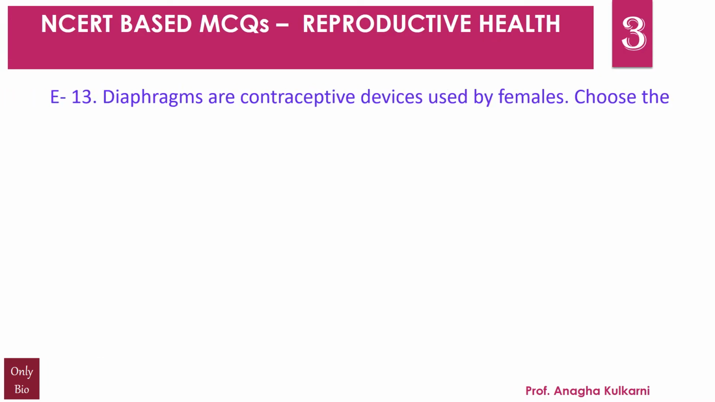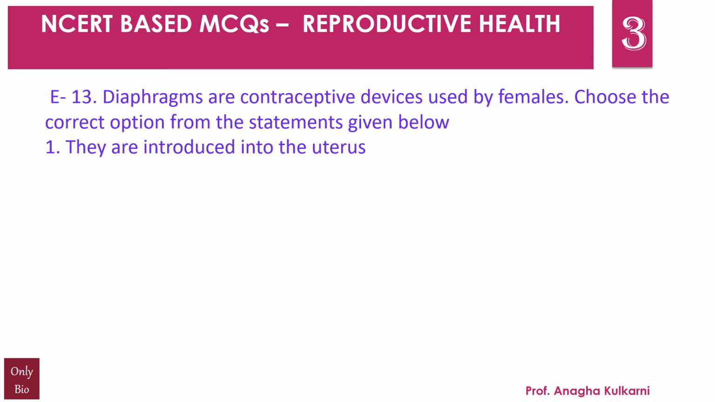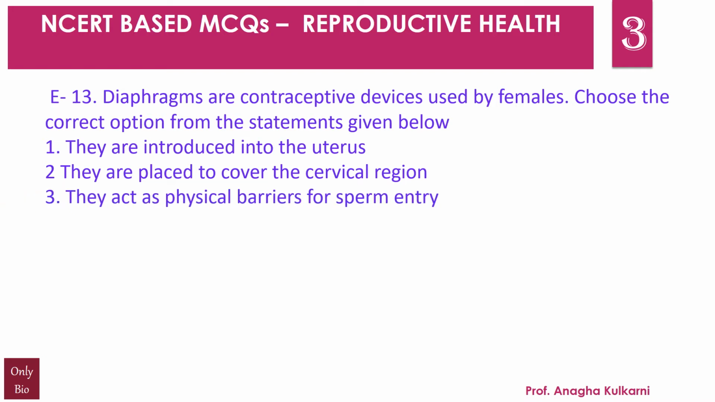Question number 13, that's the last exemplar question. Diaphragms are contraceptive devices used by females. Choose the correct option from the statements given below. First, they are introduced into the uterus. Second, they are placed to cover the cervical region. Third, they act as physical barriers for the sperm entry. Fourth, they act as spermicidal agents.